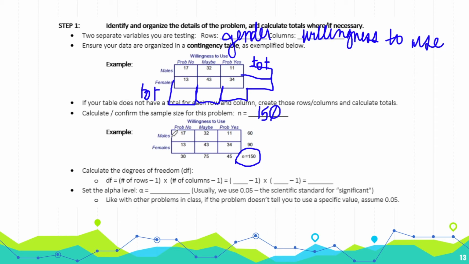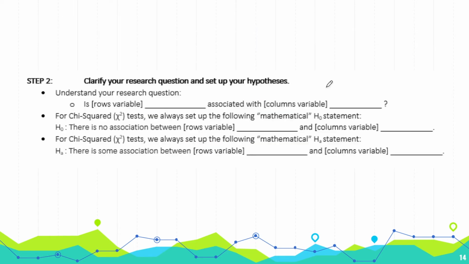So how many rows do we have? 1, 2. So we have 2 minus 1. How many columns do we have? 3 with original data, so 3 minus 1. 2 minus 1 is 1, times 3 minus 1 is 2, is 2. So our degrees of freedom for this problem are 2. Finally, we're going to set the alpha level. Since we haven't been given any other specific direction, we're going to set it at 0.05, that scientific standard for significance.